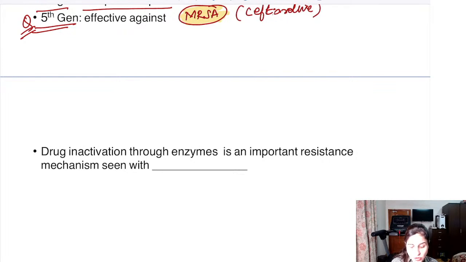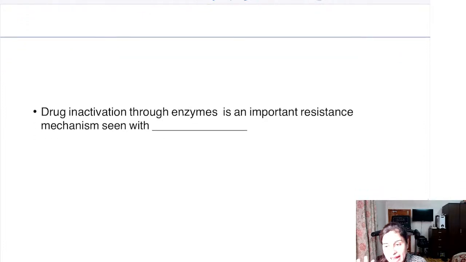Drug inactivation through the enzymes is an important resistance mechanism seen with which drugs? Can you name the antimicrobials? Just name the antimicrobials where the most common way of acquiring resistance is inactivation by enzymes. Beta lactams. One is beta lactams, yes.